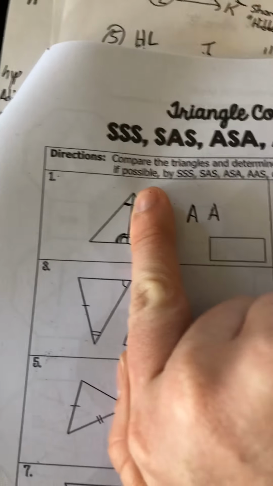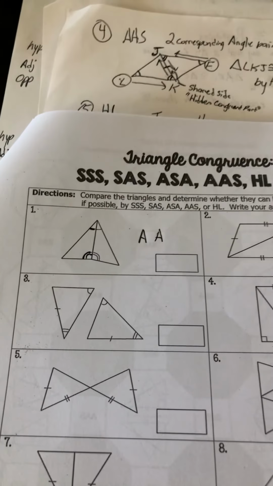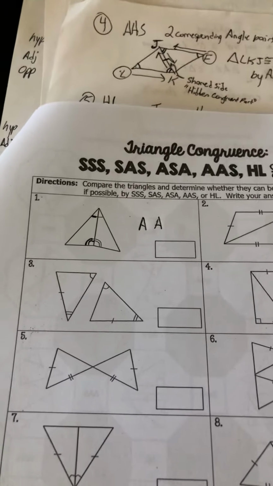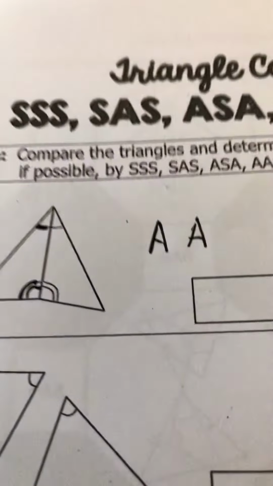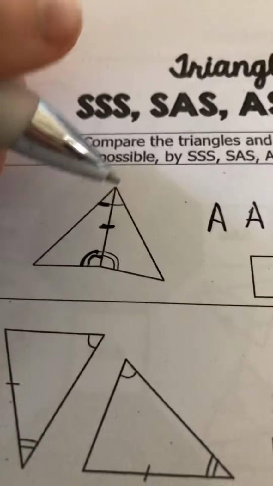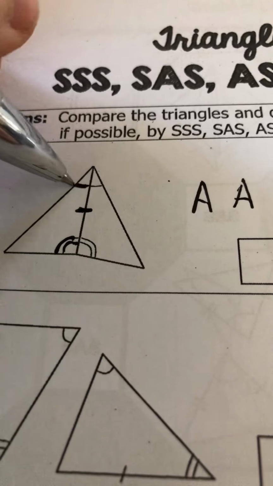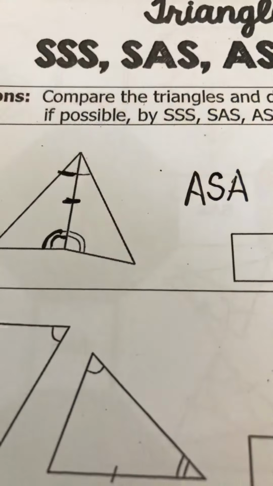Now, we want to look for any hidden parts. So, do they have vertical angles? Do they share a side? Or do we have some angles formed by parallel lines? For this one, they share that middle side. So I'm going to mark the side in. So we have a side somewhere. Is our side between the A's or not? Does it connect our angles? Yes, it does. So this one should be angle, side, angle.